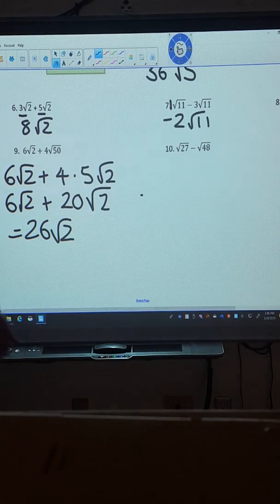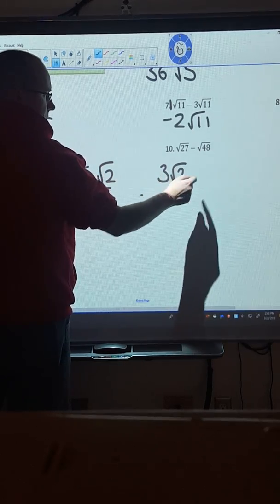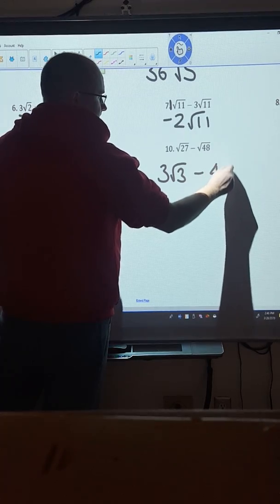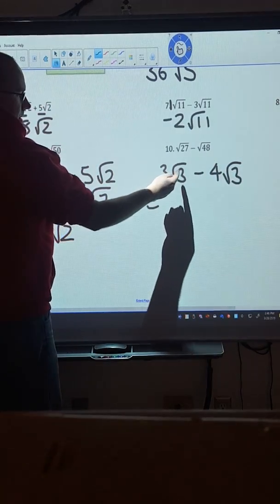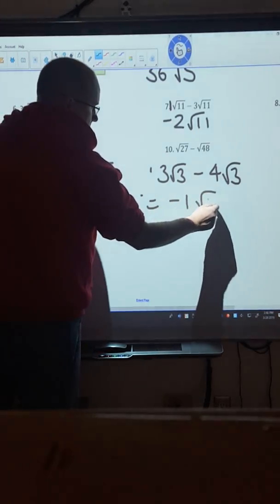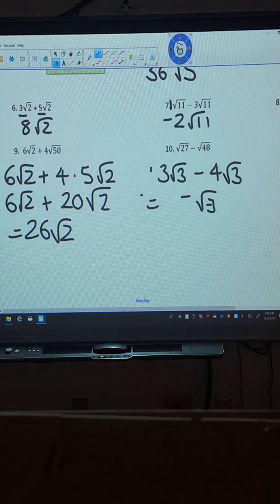Now for number 10, these are not the same radical again, so we have to make them the same form. So 27, go ahead and simplify using methods we used earlier. And do the same for 48 as well. And now they do have the same radical, so 3 take away 4 is negative 1. And as previously shown, you don't really need to put the 1 there, so you could just put negative radical 3.